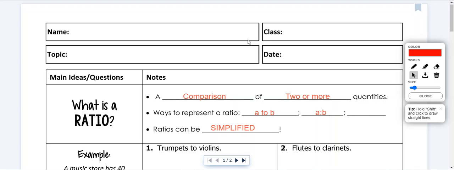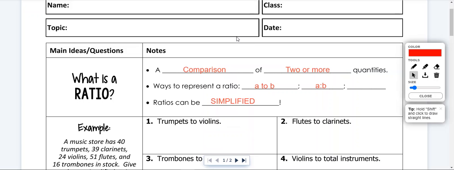Hi Geometry. So today we're going to talk about ratios and proportions in preparation for our new unit on similar triangles. So hopefully this is a review for you, but if not, prepare to be introduced to the wild, wild world of ratios. So what exactly is a ratio? Great question. It is a comparison of two or more quantities.